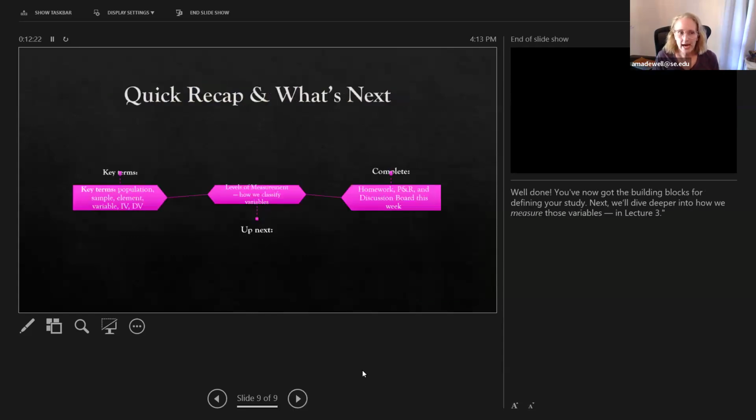For a quick recap, key terms from this mini lecture: population versus sample versus element. This will be great questions for the midterm. Also, we talked about variable. What's a variable and what's independent versus dependent variables? And we talked about continuous versus discrete types of variables.